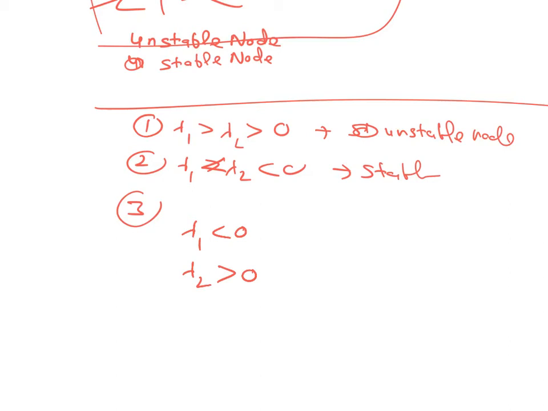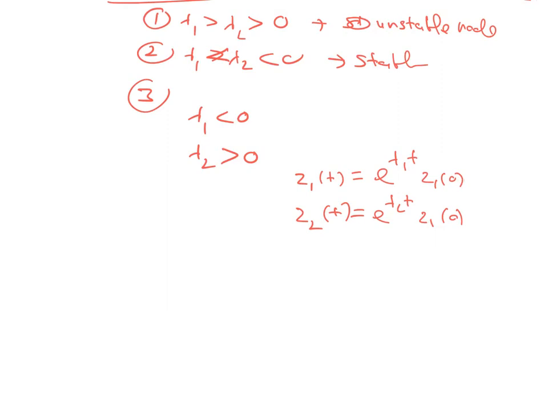So your z1(t), for example, is e to the power lambda 1 t times z1(0). So one curve is going to 0 for sure, right? So z1 goes to 0 no matter where you start. And z2(t) is e to the power lambda 2 t. Now because lambda 2 is positive, z2 has to go to infinity eventually, right? So how does this plot look in terms of z1 and z2?